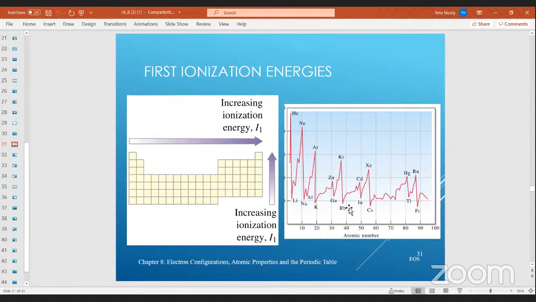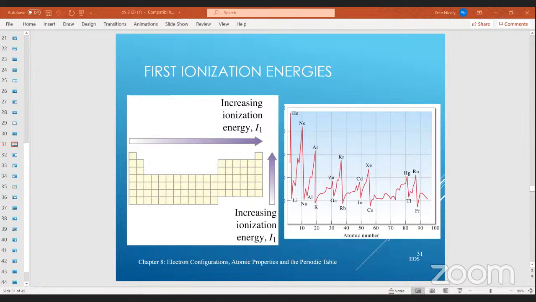What I'm going to do is refer to a diagram in your textbook, which I'm going to pull up. If you go to your textbook on page 329, the OpenStax text, you'll see this diagram, which is a better plot of the ionization energy versus the atomic number than the one I have in the PowerPoint.